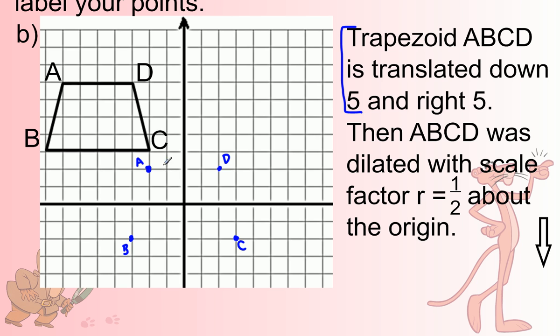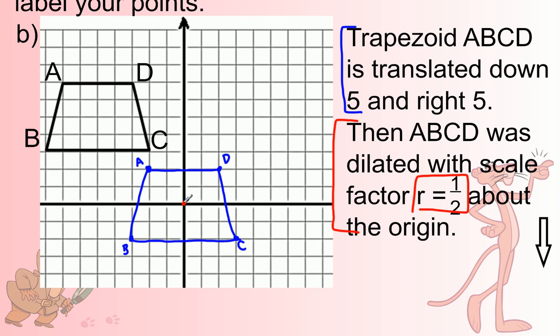Drawing the image in here isn't going to help us too much. It might help you visualize, but this is not the final image. So there's the translation, the first part. Now ABCD is dilated with a scale factor of r equals 1/2 about the origin. So I'm dilating about the origin. All these points are going to zoom in towards the origin with a scale factor of 1/2, which means everything's going to be half as far away.